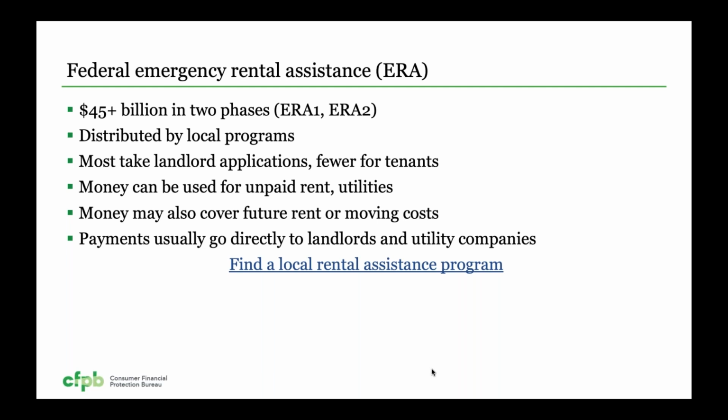Most of them are taking landlord applications. There are fewer that take them directly from renters. Most take landlord applications, and in most instances the landlord and the renter have to work together to fill out that application so that the landlord can then get paid. This money can be used for unpaid rent. It can also be used for unpaid utilities, as we talked about in the quiz that opened up our session. Those utilities include things as diverse as internet costs or various other items like that.